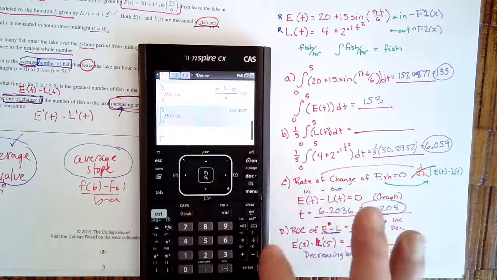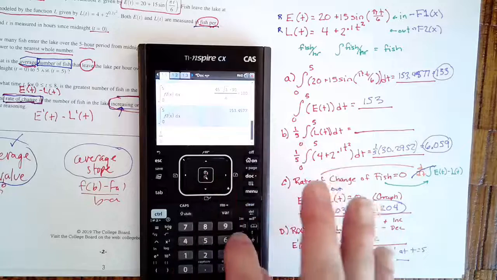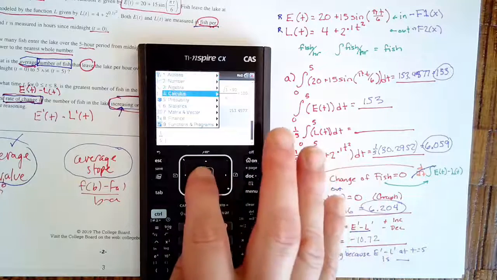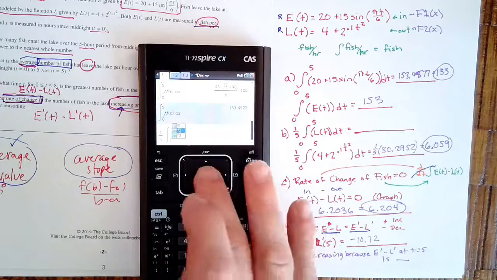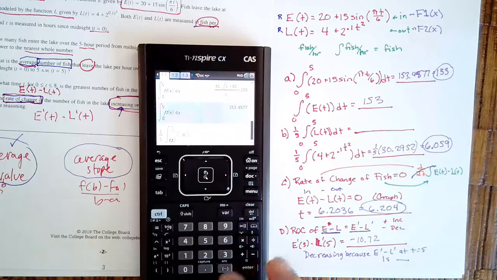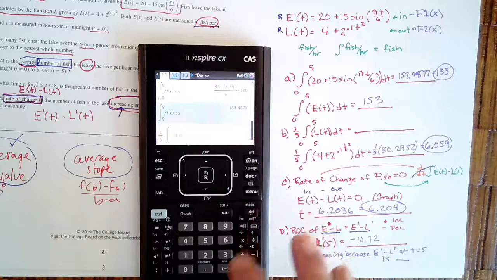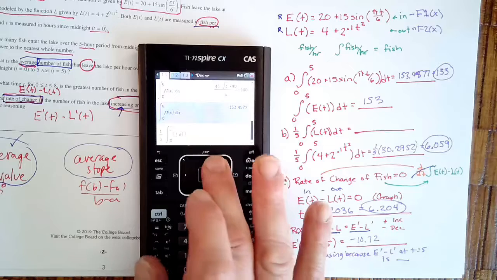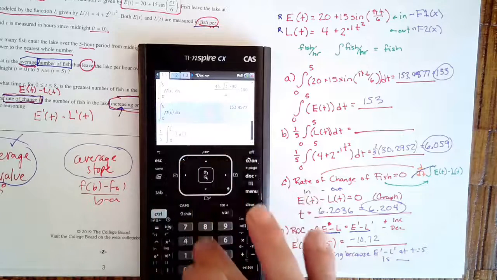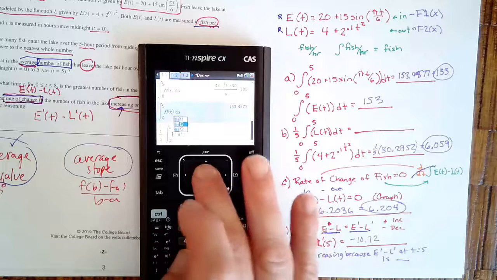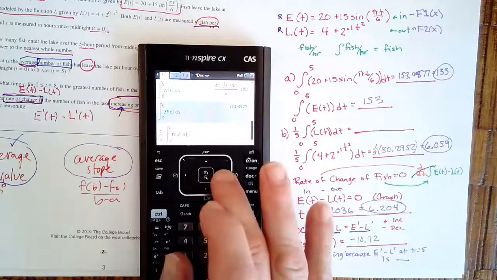And I could have done the same on the next problem, which would have been 1/5 times menu, calculus, integral, var f2, from 0 to 5 of var f2 of x dx. Same answer that I got before.